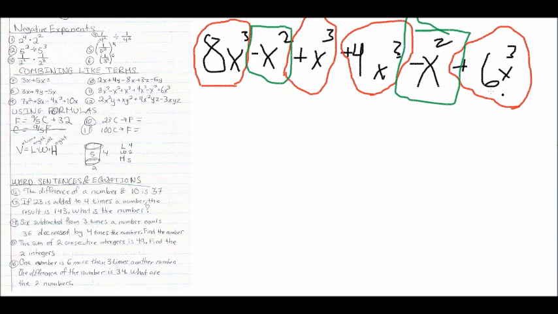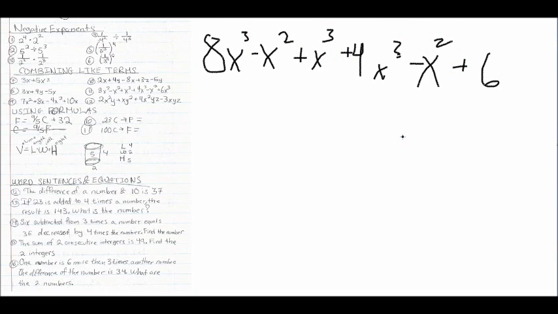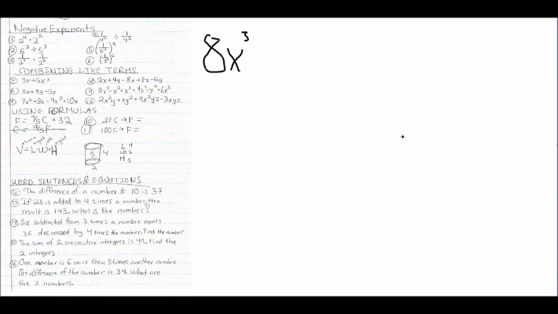So we have 8x cubed plus 1x cubed, which makes it 9x cubed. 9x cubed plus 6x cubed makes it 15x cubed. Remember, x cubed is the same thing as saying 1x cubed. It's 1 understood. Next is the x squares. We have minus x squared and a minus x squared. Same thing, 1 and 1 understood. So that becomes minus 2x squared. And that is the answer.